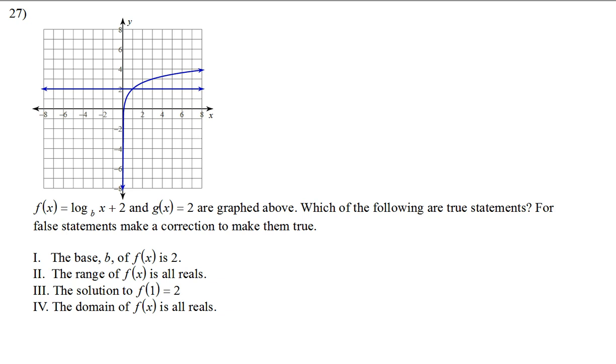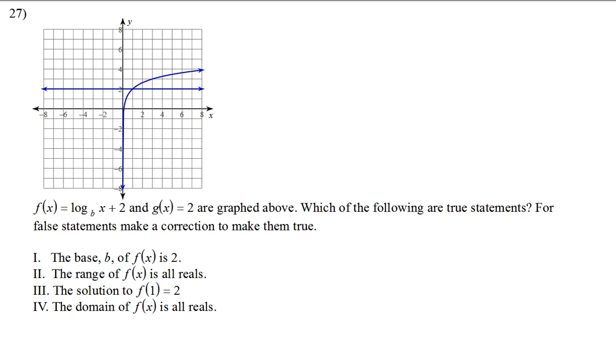Okay, number 27 is a very good question. If you haven't thought about it yet, I want you to pause, stop this video, and think about it. These are all questions you can ask or you can answer. So think about the answers for this. What you're trying to do is figure out which of these are true statements, and then if they are false, make it where they would be true.